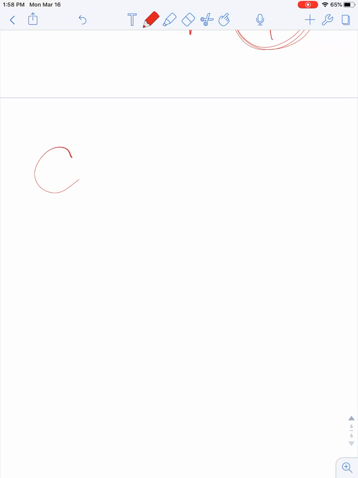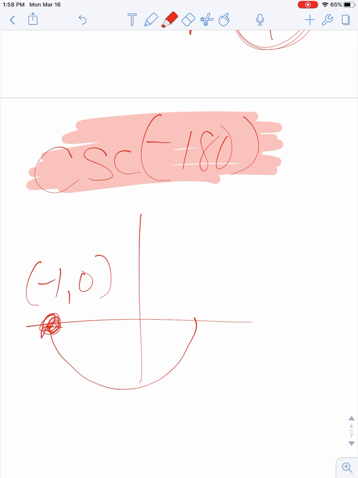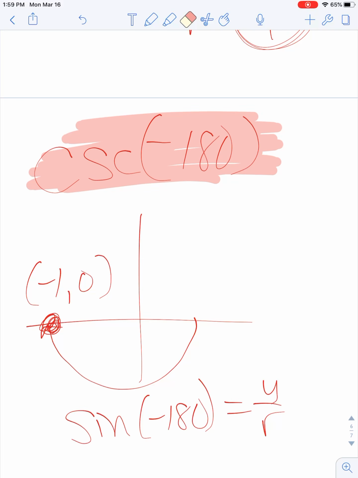Let's look at cosecant. Cosecant of negative 180. I draw my triangle, or draw my picture. Negative 180 is right here. So I'm right here. My ordered pair is negative 1, 0. Cosecant, I'm thinking sine, and then I got to take the reciprocal. So let's see, what is the sine of negative 180? Sine is y over r, or just the y value. The y value is 0. So the sine of negative 180 is 0.